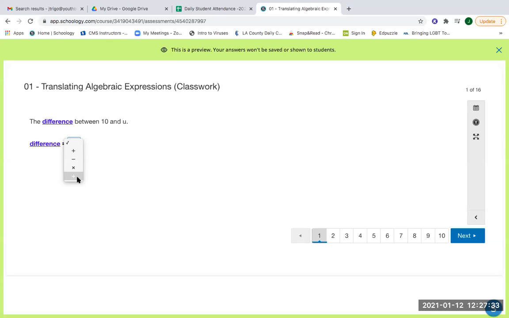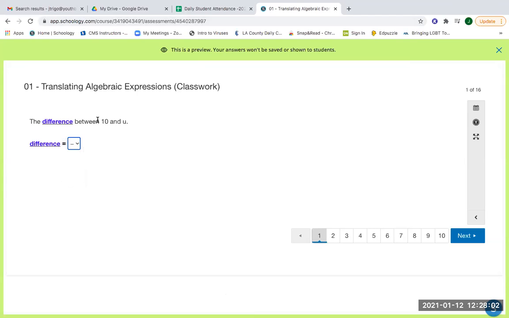Let's start with Andy. What does difference mean? So here are the choices. Difference means adding, subtracting, multiplying, or dividing. Luisa, you want to try it? Subtracting. Yeah. And how do you know that?